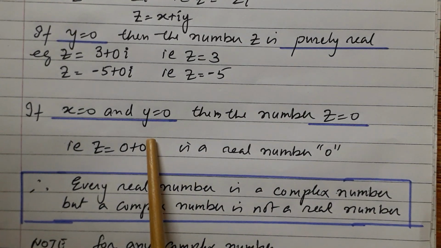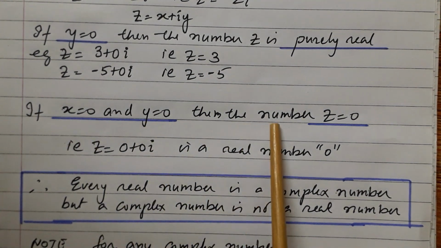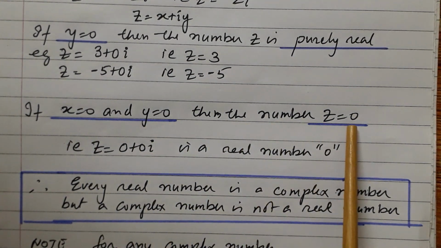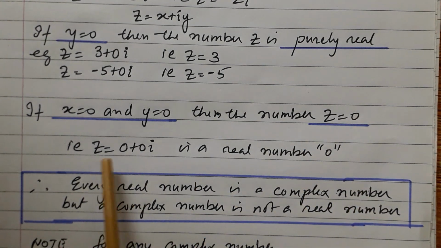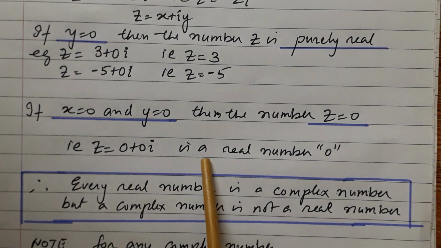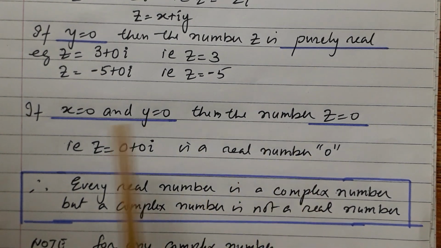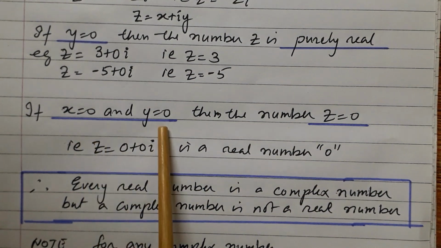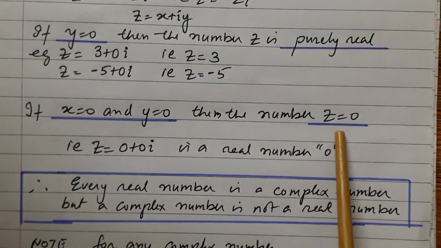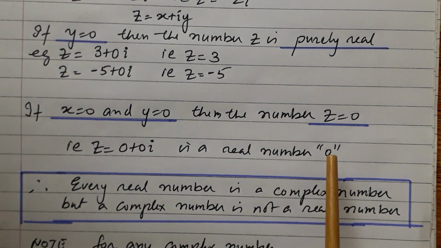Now, when x and y both take the value of 0, then the number is z is equal to 0, which can also be written as z is equal to 0 plus 0i. This is again a purely real number.